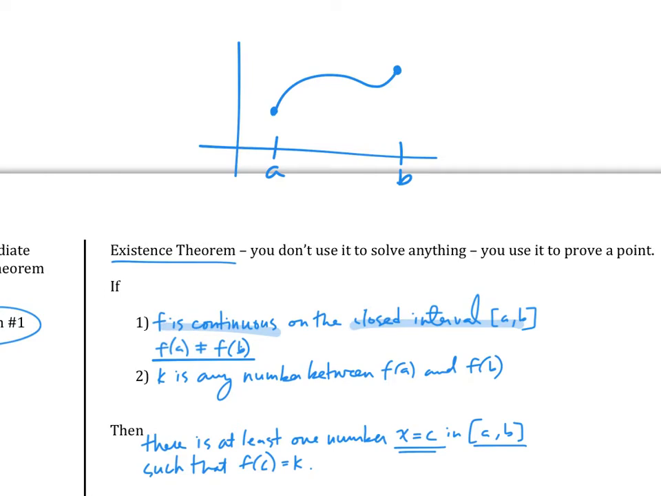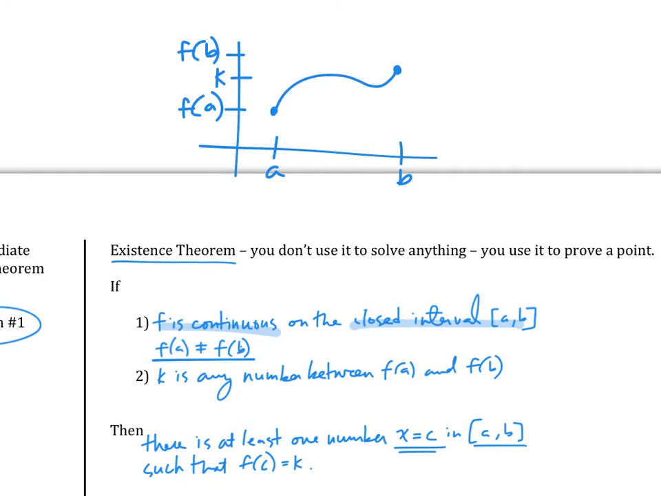So this is the first requirement. And the second requirement is that K is a number between f of A and f of B. So this is f of A, the y value of A, and this is the y value of B. And then K is somewhere in between f of A and f of B. They're saying that if these two requirements are true, then you can conclude that there must be at least one number x, which is C, in between A and B so that f of C is K.